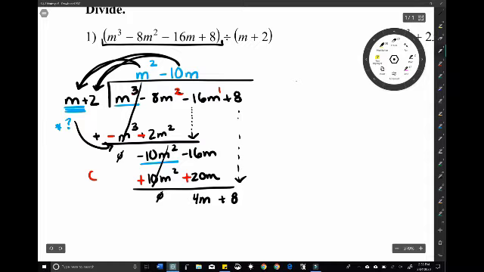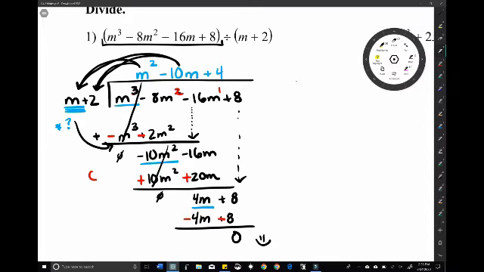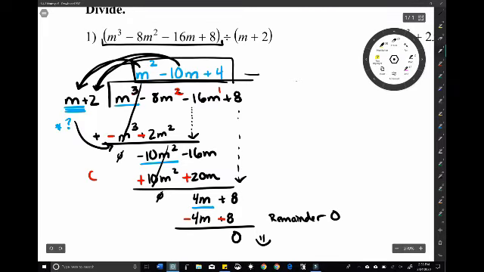Now, last bit is to get to 4m, we would want to multiply just by 4, and that will leave us with 4m, and then plus 8. And hey, when we switch the signs, everything cancels, and we get a remainder of 0. So it won't always have a remainder of 0, but this one does. So remainder of 0. Okay, and then your answer is this bit here, m squared minus 10m plus 4. So there's your answer.